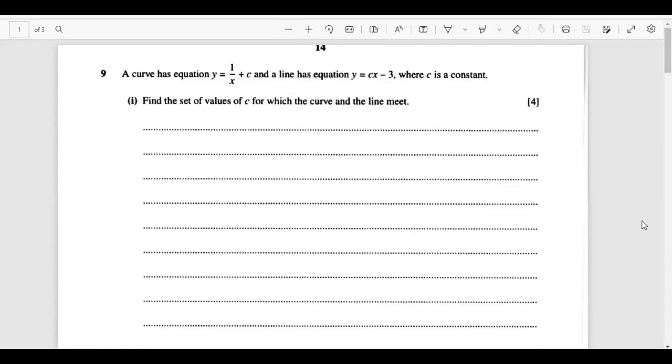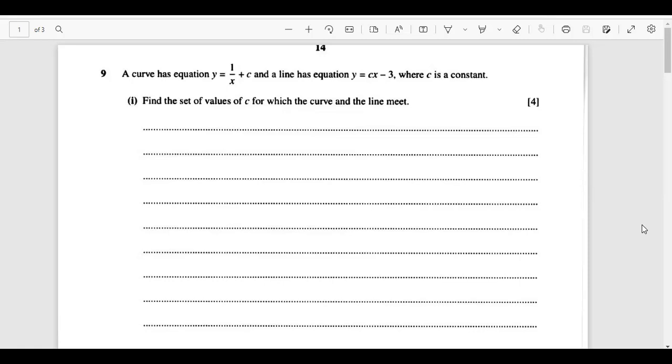Okay. All right. So let's talk about the first question from the first chapter, that is quadratics. The question says a curve has equation y equals 1 by x plus c, and a line has equation y equals cx minus 3, where c is a constant. Find the set of values of c for which the curve and the line meet.